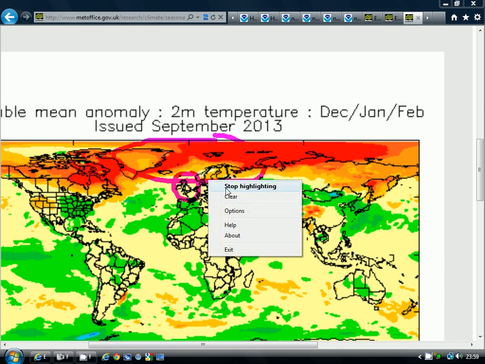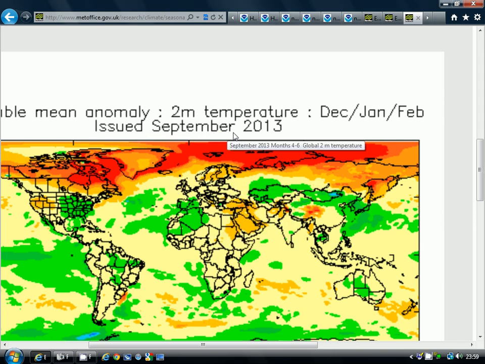Nevertheless, with those sort of temperatures up in the northern latitudes and the blocking, I would be expecting a colder than average winter.